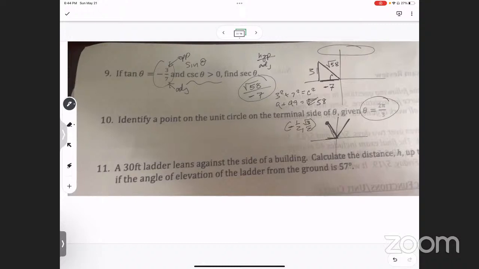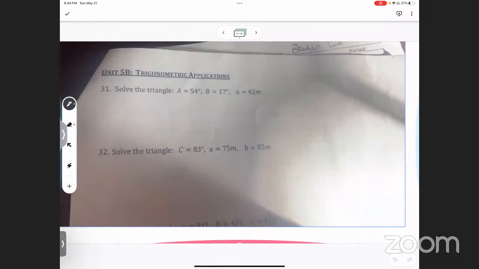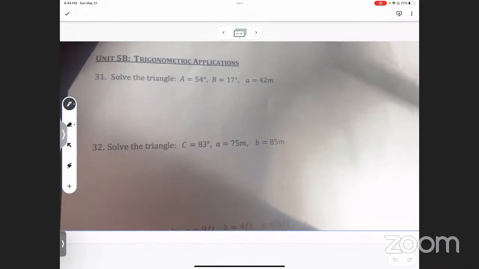Yeah. A 40-foot ladder leans against the side of the building. Calculate the distance. You good with these? Yeah, I'm fine with that. I was just the first two. Okay. I'm just trying to get through it. I don't know how many you put on there. It looks like you put a lot, so I'm just trying to get through all of them.